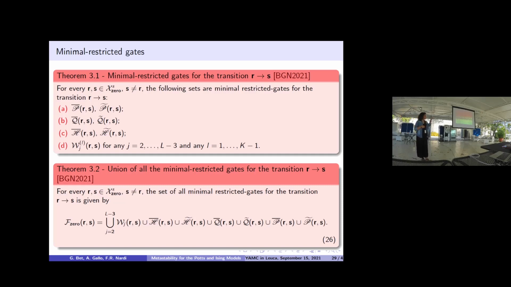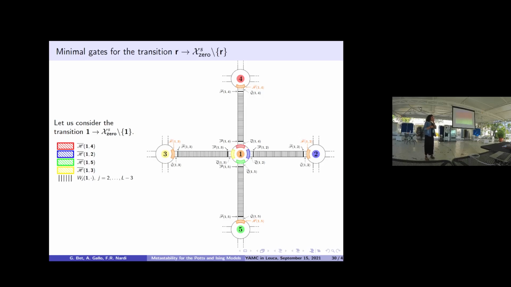And then we use this result related to the restricted transition in order to identify the union of all the minimal gates for the other two types of transition. First of all, we focus on the transition from a stable state to the set of the other stable configurations. Let us consider this figure, and the transition from 1, that is the orange configuration, to the set of the other stable states. Starting from 1, the process could realize the strip of thickness 2 of color red, blue, green, or yellow with the same probability, that is 1 over q minus 1.